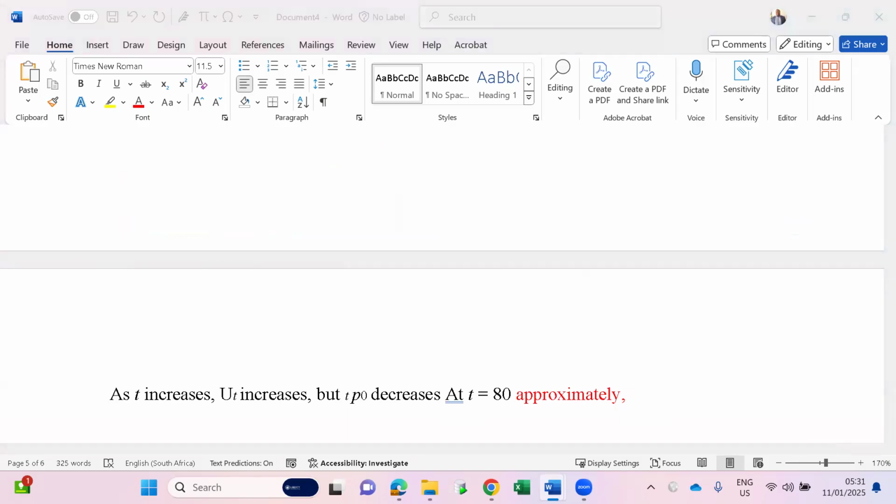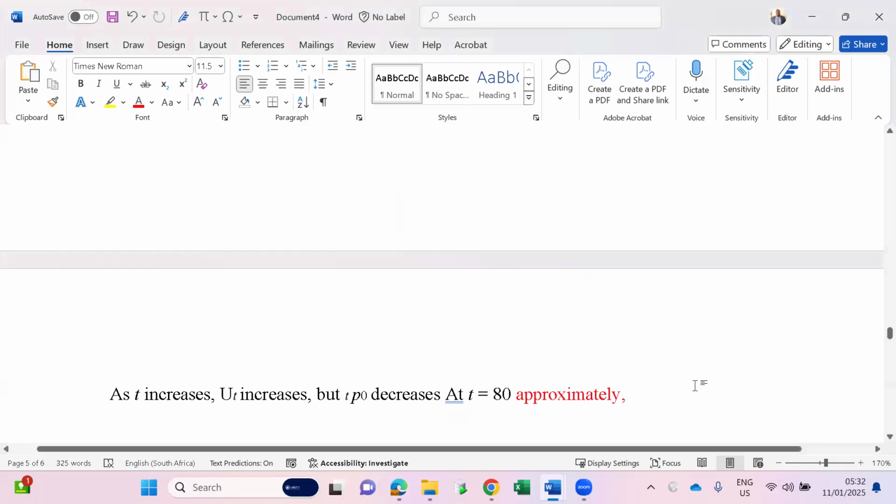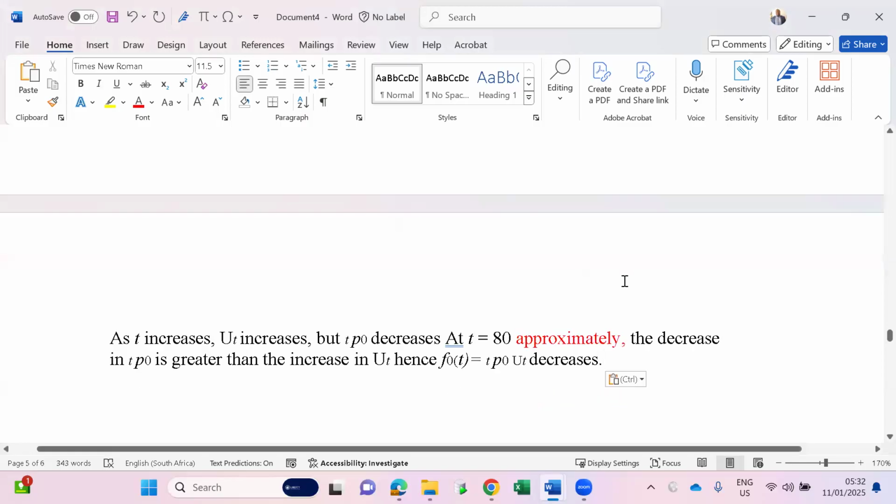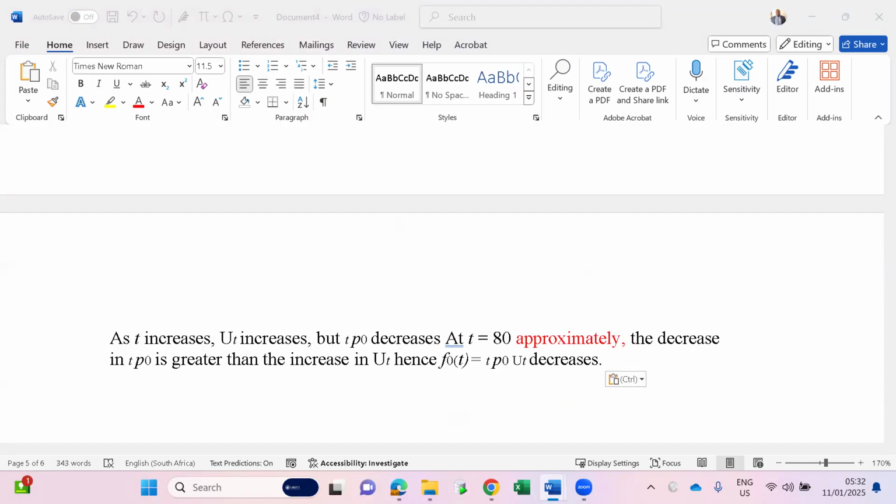I didn't have that. The decrease in the probability is greater than the increase in the force of mortality, right? Because this is a product, hence the whole product will decrease. There we go. It's fairly easy as well, but a bit confusing. But you just need to remember that mortality graph.